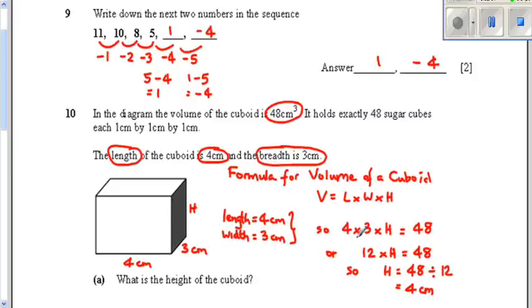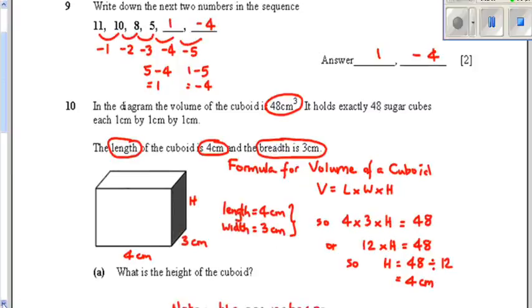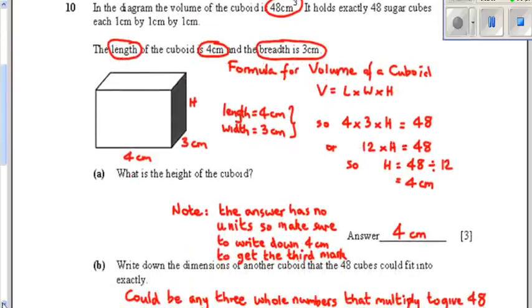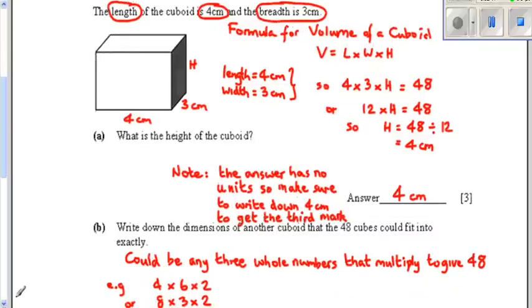You can check if that's right. 4 times 3 times 4 gives you 48. So that's the correct answer. So the height there is 4 centimeters. Can you make a note here? The answer here has no units. So you need to be careful. If there's no units given in the answer, you have to remember to put in the units. So the answer there is 4 centimeters. So to get the third mark, you need to remember to put the units, which is centimeters.